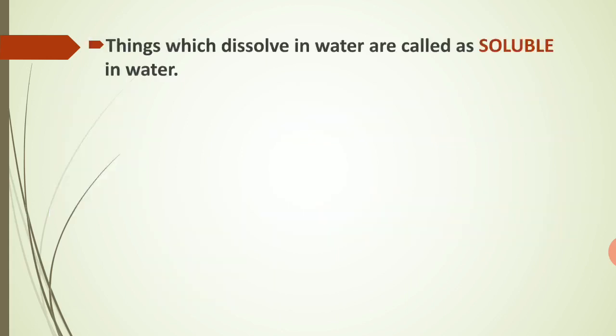Things which dissolve in water are called soluble in water. New term, soluble. We can say that salt and sugar are soluble in water. Detergents are soluble in water. Honey is soluble in water.